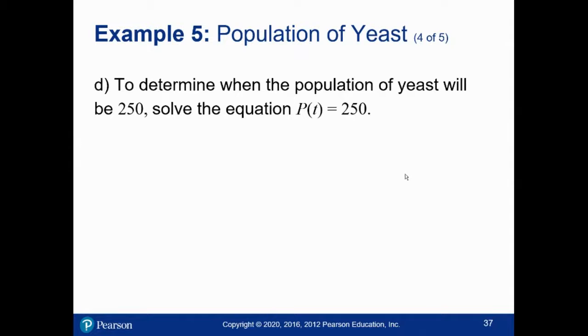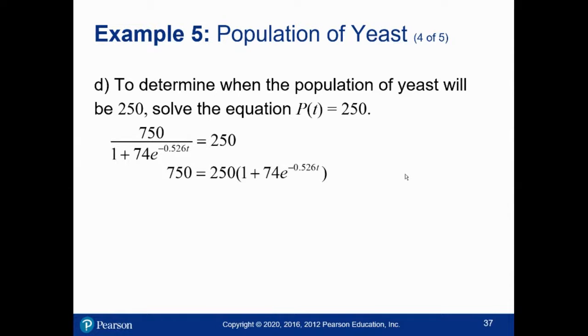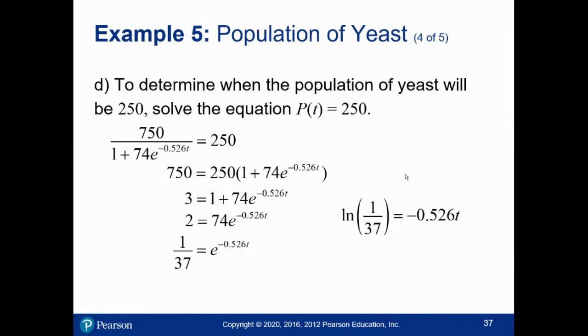When will there be 250 grams? Now I'm setting the end result to be 250, but the time is unknown. So here's where we actually have to do a bit more work. Multiply the denominator across. Divide by 250, that simplifies things. Subtract that 1 over. Divide by 74. Take a natural log and divide by negative 0.526, because you'll end up with the natural log of 1 over 37, over negative 0.526, is t, which gets me here.